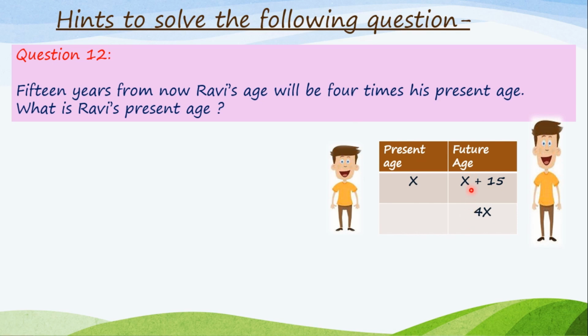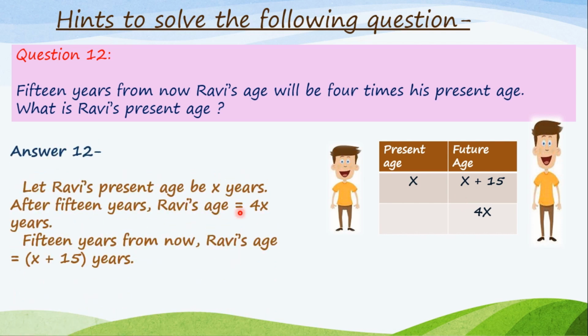So it is the same time. And either you can represent by x plus 15 or 4x. That means both of them are equal. देखा टेबल बना लेने से कितना easy हो गया. Now you make the equation. 4x is equal to x plus 15. It's so simple. You can find the value of x and that will be the age of Ravi.